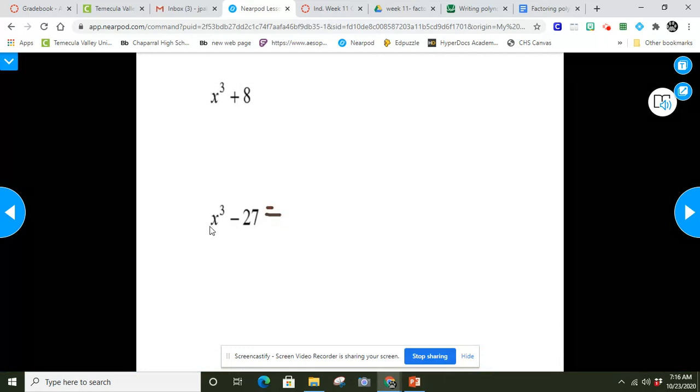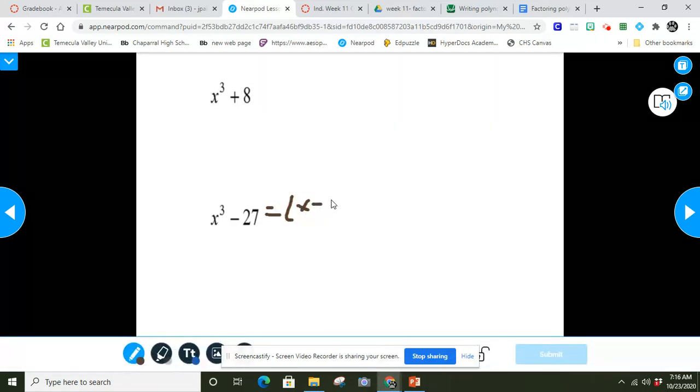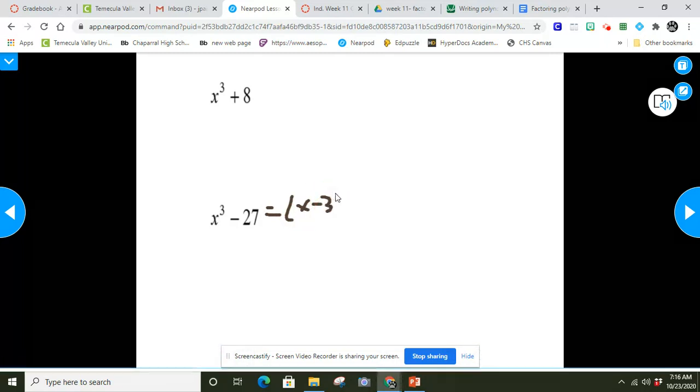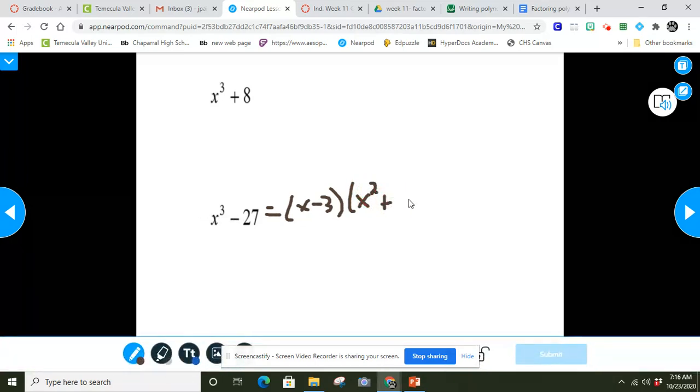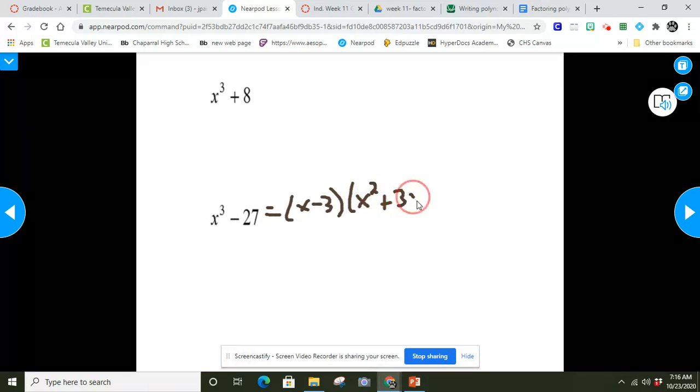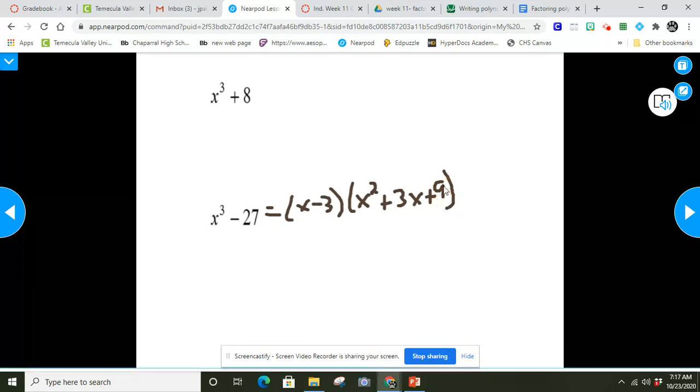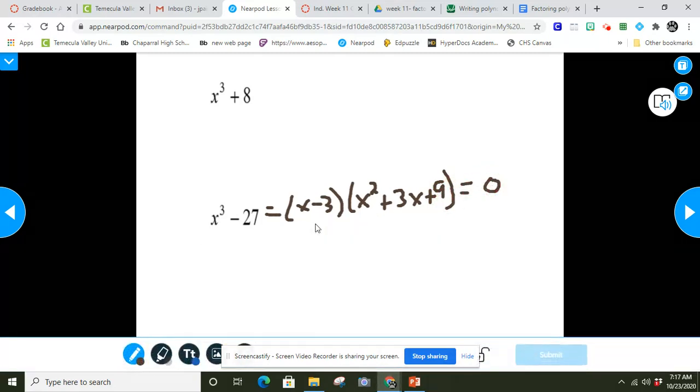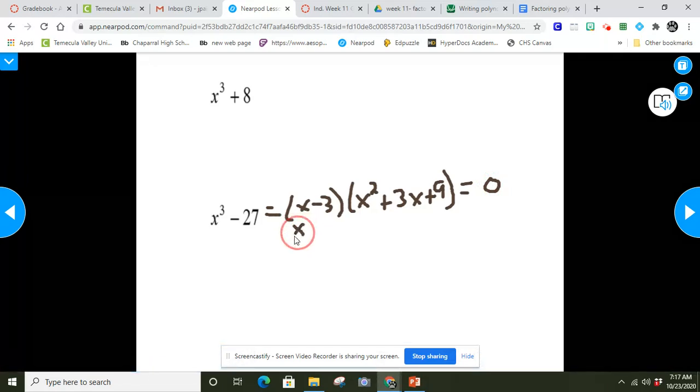So the first one's always the same, so x minus 3. Then it's x squared, opposite, so then a times b, so 3x. And then b squared, always positive. All right, so there it is factored. So now I could solve. The easy answer: x equals 3.